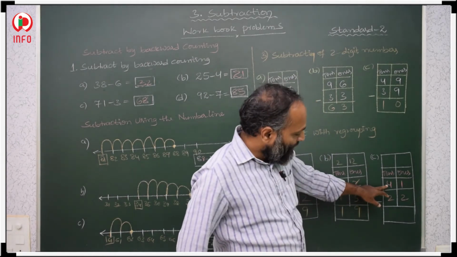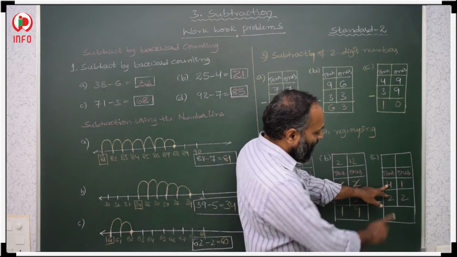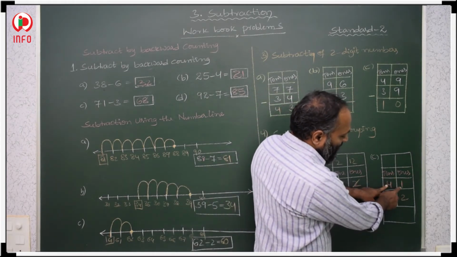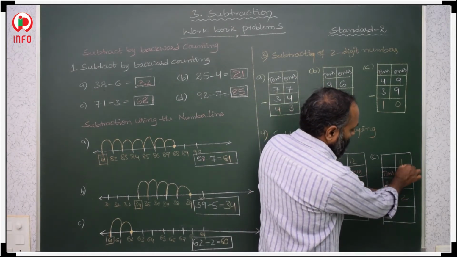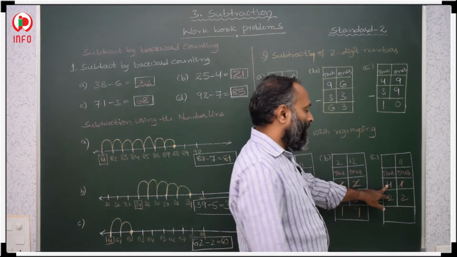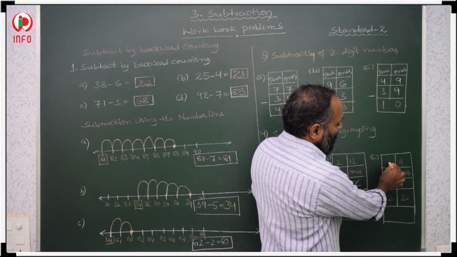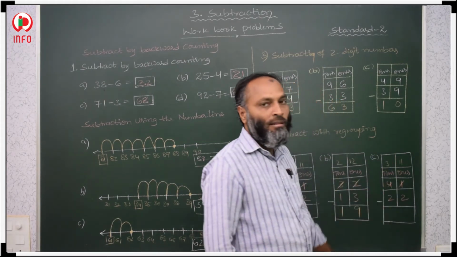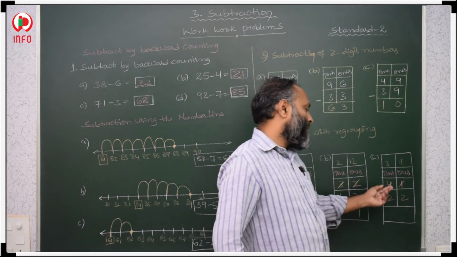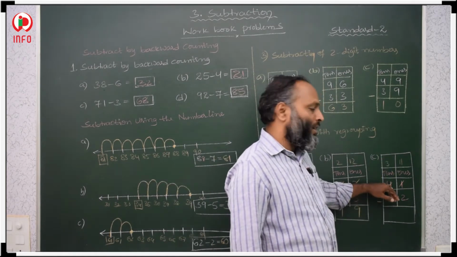Here how many tens are there? 4 tens. You take 1 ten to this side, 10. 10 plus 1, it will get 11. Out of 4 tens, we are taking 1 ten outside. Out of 4 tens, we will get 3 tens. Total 4 tens are there. 4 tens means 40 is there.